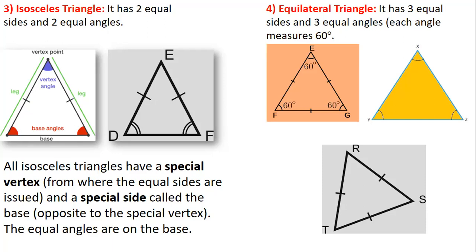Opposite to the special vertex, the equal angles are on the base. So here, if E is the special vertex, then the equal sides are ED and EF. They are issued from the special vertex. The side opposite to the special vertex, which is DF, we call it a base. And the equal angles are on the base at the vertex D and at vertex F.